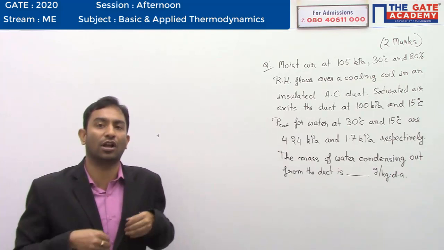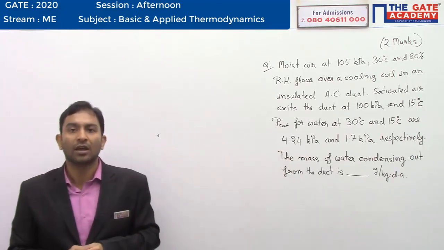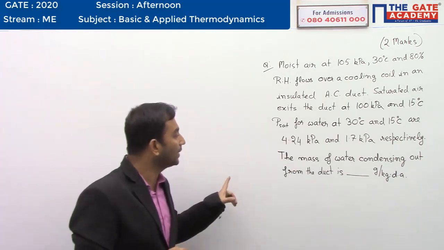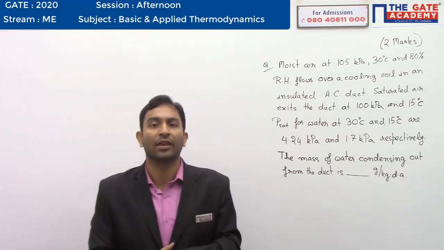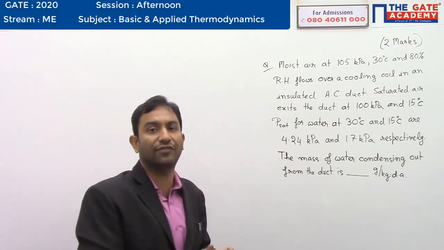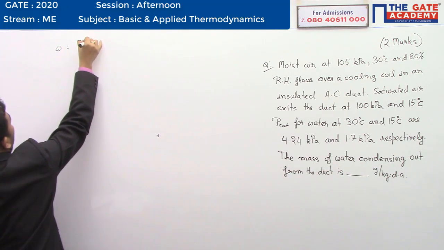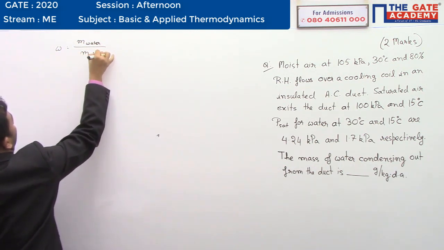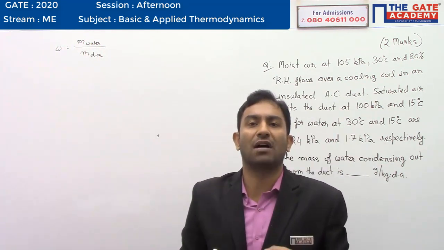So this question belongs to your psychrometry chapter, okay, and it is a 2 marks question. So let us see how we can solve this question. Very good. Now just by going through the question, I can see that we are asked to find out the water that is condensing out from the moist air. Now we know the humidity ratio or specific humidity, that is omega, is nothing but mass of water by mass of dry air. Very good.